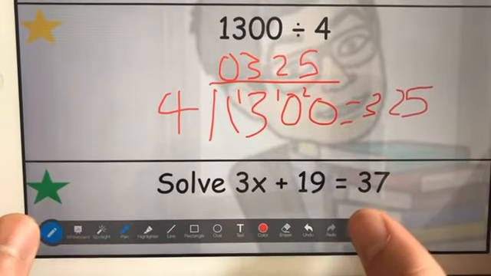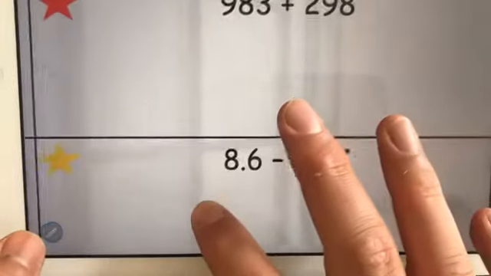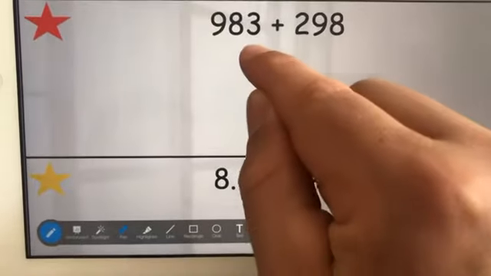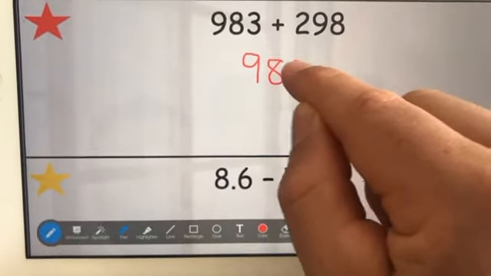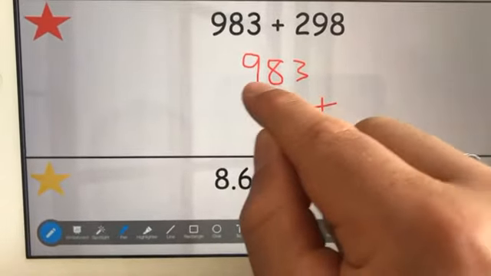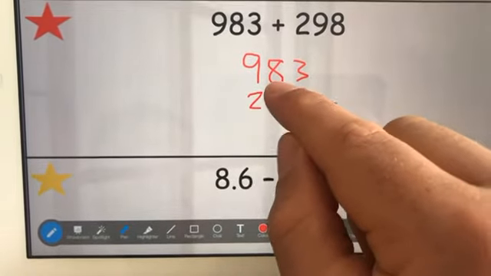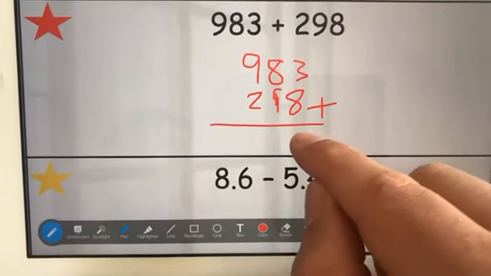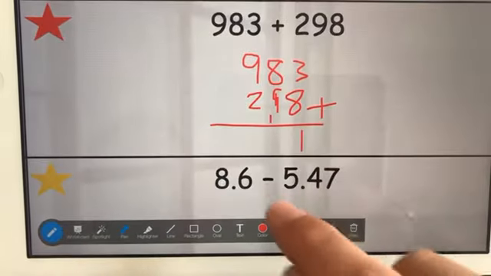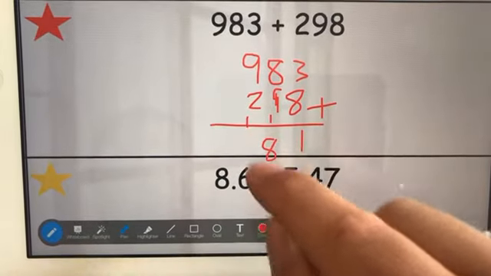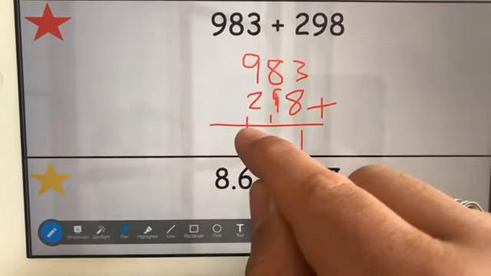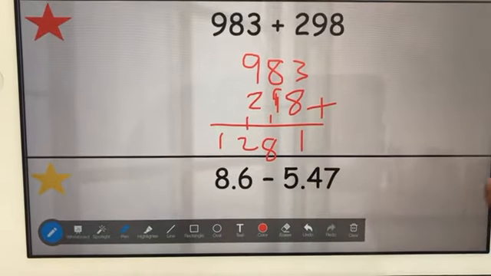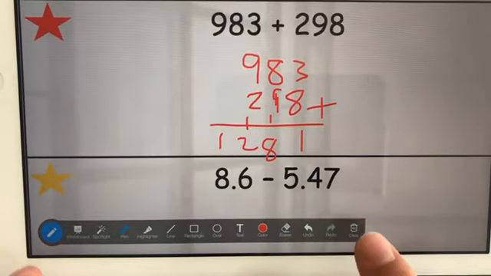Next one, that's worth 2 points. Okay, I got 983 plus 298. Get really good at adding, taking away, multiplying and dividing, because you don't really get taught it again after Year 9. 3 plus 8 is 11. 9 plus 1 plus 8 is 18. And 1 plus 9 plus 2 is 12. So my answer is 1,281 for 1 point.